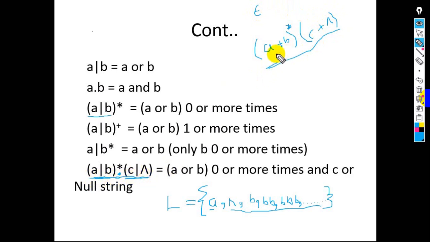So what does it mean? It means that A or B, A or B, are repeated zero or more times. I have explained this. Next, with the AND operator, we have C or null string. Look at this, A or B zero or more times, because this is the Kleene star closure, and C or null string.